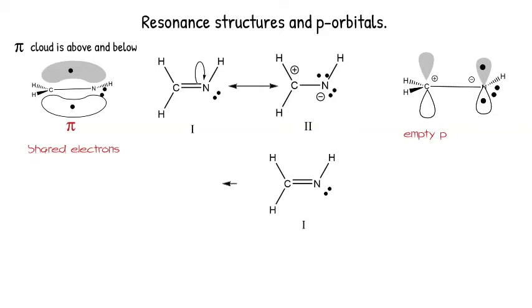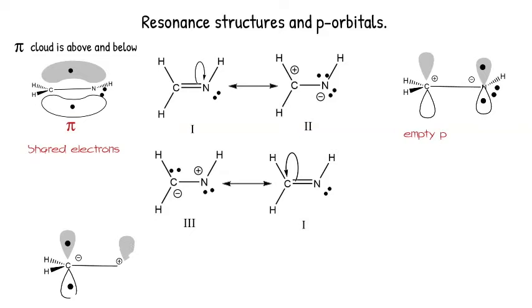Similarly, a shift of 2 shared electrons can give resonance hybrid 3, as noted by a curved arrow pointing at carbon. Carbon's p orbital is now filled with 2 electrons and carbon has a formal charge of -1. Nitrogen has an empty p orbital and 6 valence electrons. Its formal charge is +1.